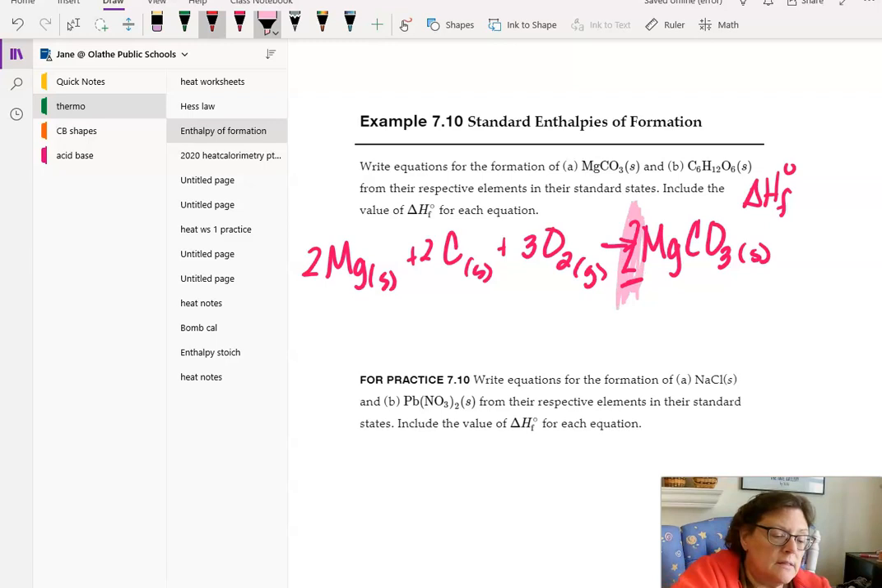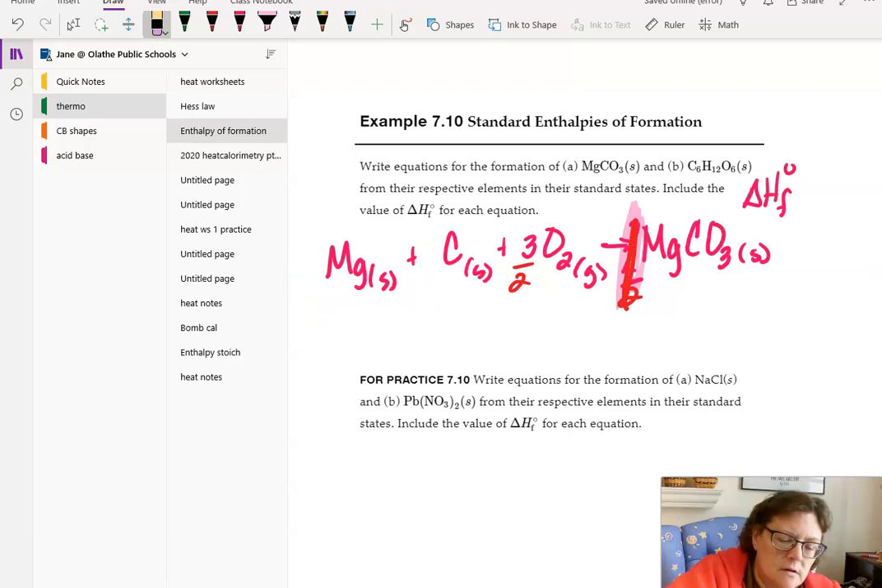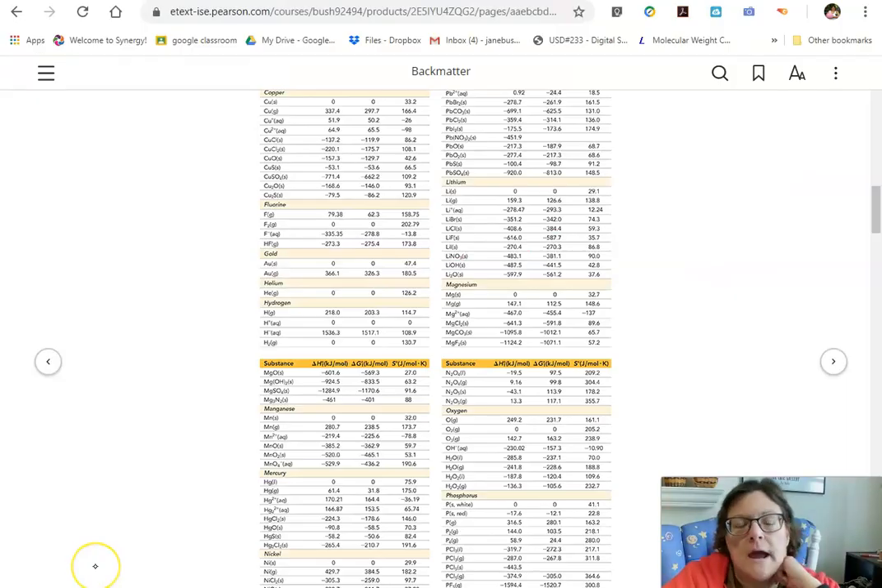So now, how am I going to get that to 1 mole? If I divide everything by 2, now I have 1 here, 1 here, and 3/2 of an oxygen, which is 1.5 moles of oxygen. All right, so that's our ultimate equation. Okay, and now we need to look up the value for magnesium carbonate.